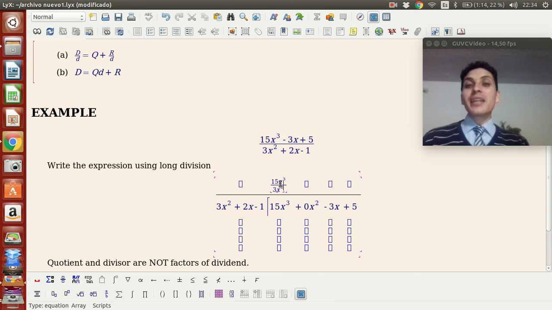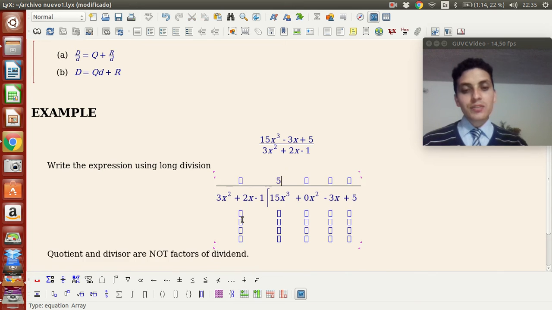If you're writing in a notebook, it's better that this division should be written in this part of your notes, have the answer, and then write the answer here. What is the answer of this division? 15 divided by 3 is 5. x to the third power divided by x to the second power is x. So the answer is 5x.